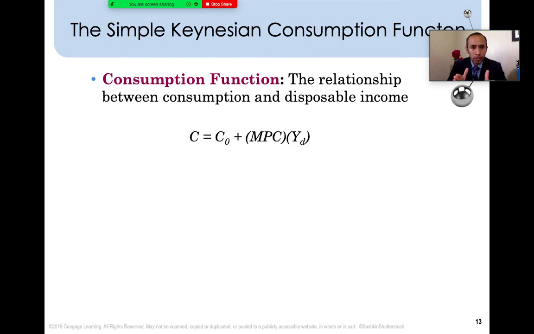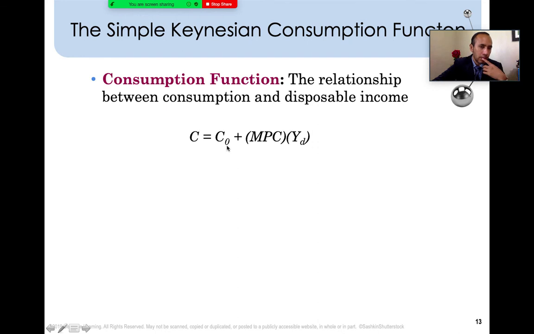So your consumption of goods and services is represented by this consumption function. We have consumption, C, by a household or individual is equivalent to C0, your autonomous consumption, plus your marginal propensity to consume times your disposable income. Now, what does C0 mean?